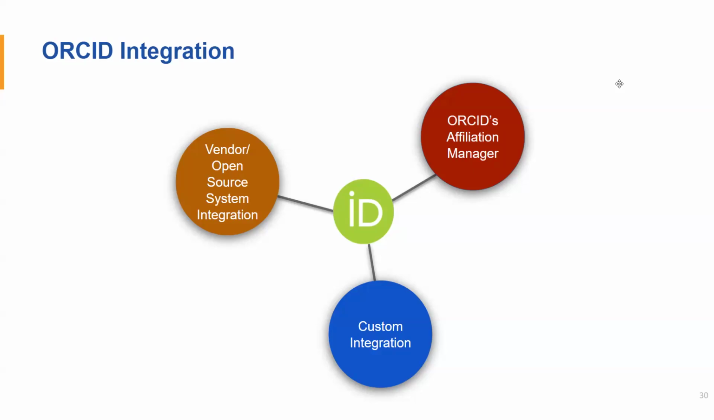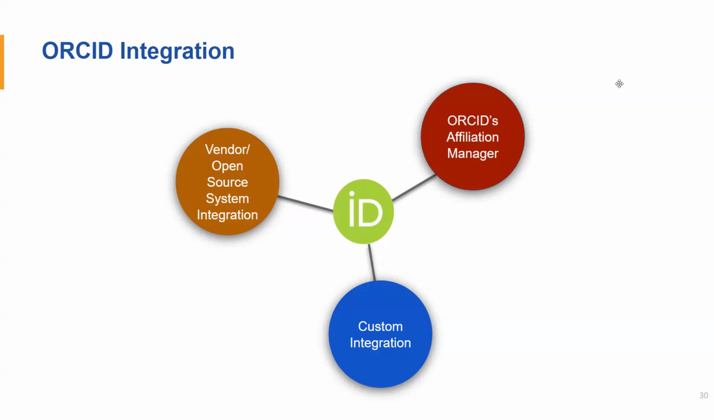The second way that you can integrate with ORCID is through ORCID's Affiliation Manager. Affiliation Manager is a tool available to ORCID members via a consortium like the ORCID US Community, for example. So Affiliation Manager allows for writing or pushing affiliations data to ORCID. These affiliations are employment, education, qualifications, invited positions, membership, service, and distinctions to researchers' ORCID records.